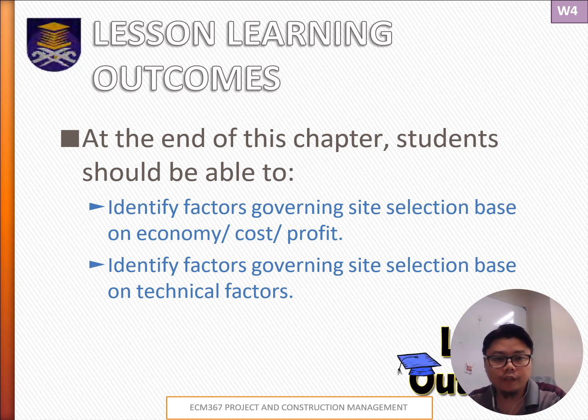Okay, now we continue. For this new topic, the COPO is the same as the previous one, CO1 and PO1. And these are the learning outcomes. At the end of this chapter, students should be able to identify factors governing site selection based on economy, cost, or profit, and identify factors governing site selection based on technical factors.